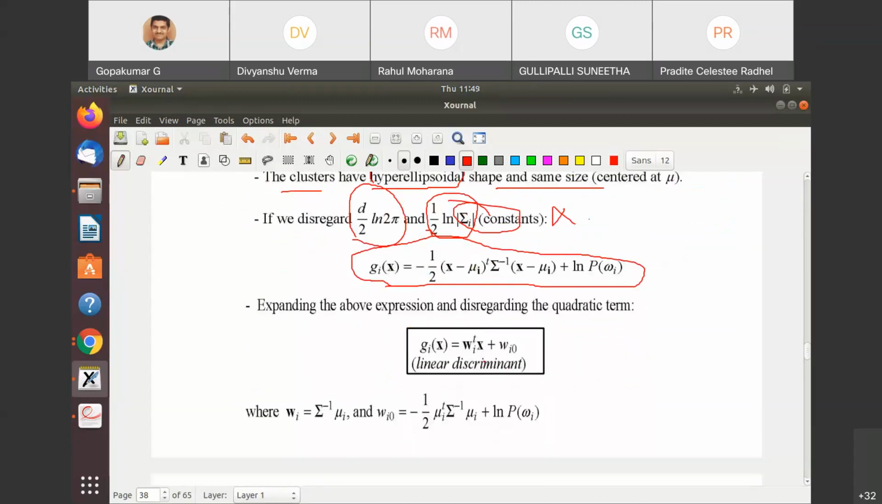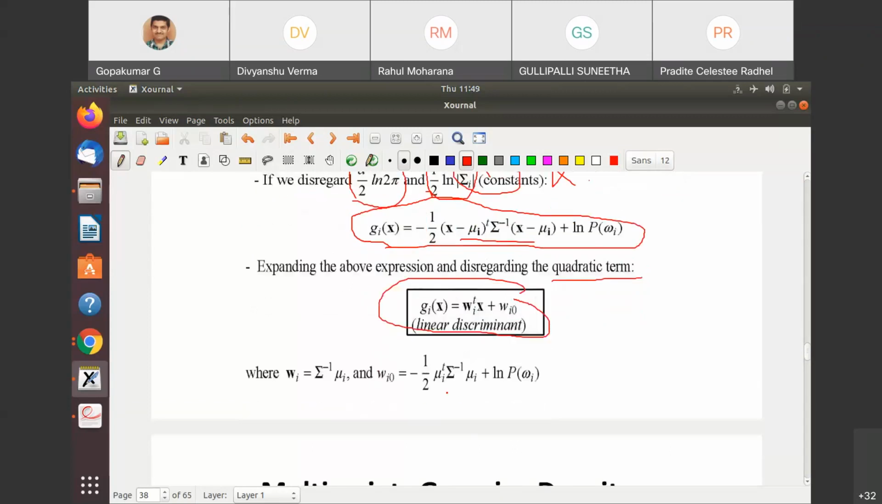Now if you expand this term, then we can ignore the quadratic term, because here also we'll have x transpose x, which is going to be the same for all the cases. So then we will get the linear discriminant of this particular form. But there is a difference, because sigma is actually not exactly sigma square I, like we have seen in the previous case.